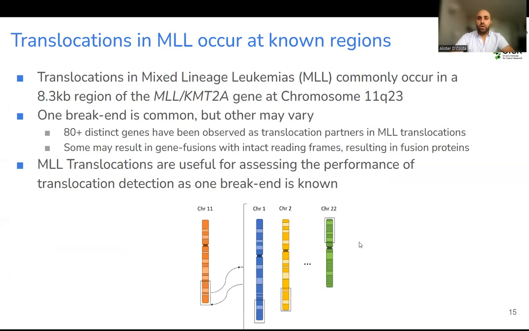So we applied this approach to a set of cancers, specifically mixed lineage leukemias, as part of a collaboration with Dr. Tracy Murphy and Dr. Mark Minden at the Princess Margaret Hospital. Translocations in mixed lineage leukemias typically occur at a known 8.3 kilobase region on chromosome 11, with one break end occurring in the MLL/KMT2A gene. And there's a large number of possible other ends for these translocations. About 80 other distinct genes have been observed as translocation partners with the KMT2A/MLL gene in MLLs.